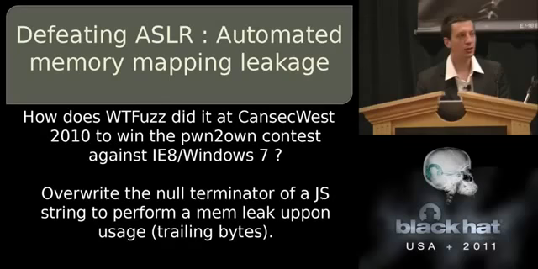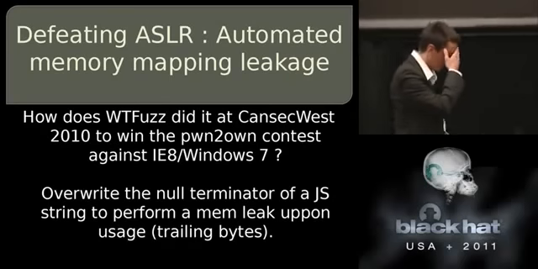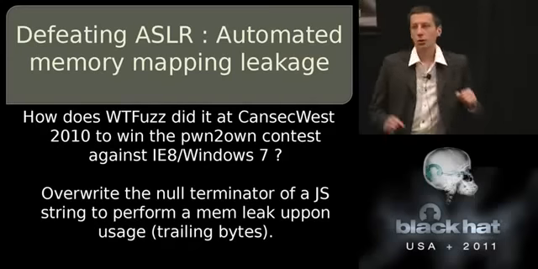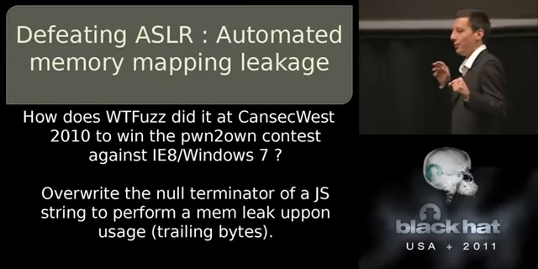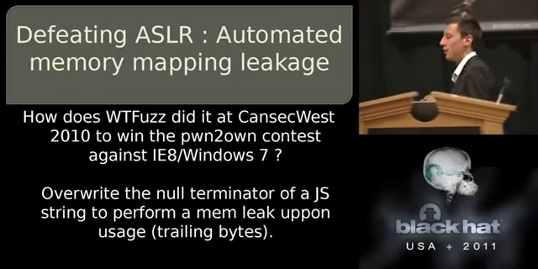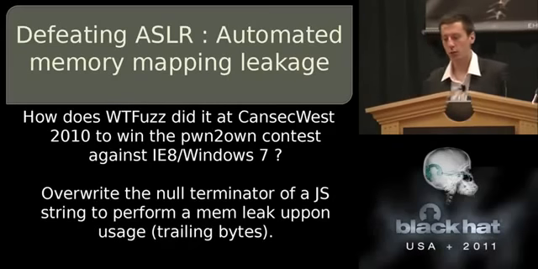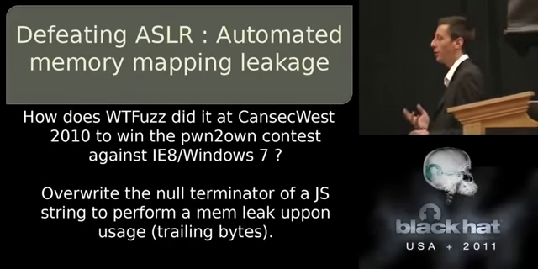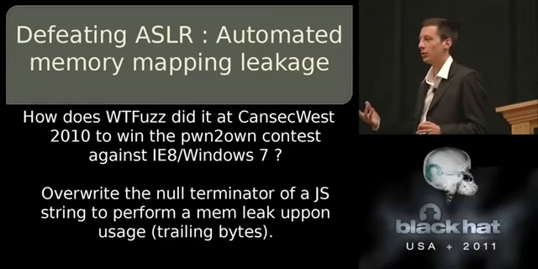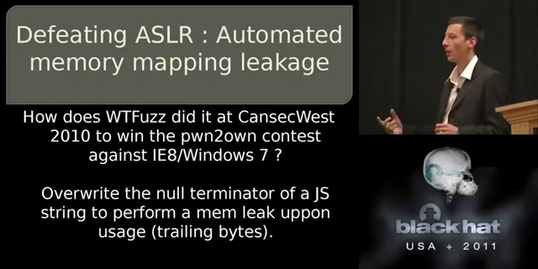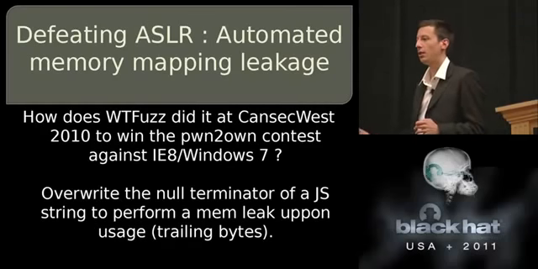Okay, this is a bit difficult. Like, how do you automate ASLR leakage? So basically, there was an exploit in CanSecWest 2010, which was pretty revolutionary, because using JavaScript and a heap overflow, it could deduce the mapping of the binary.